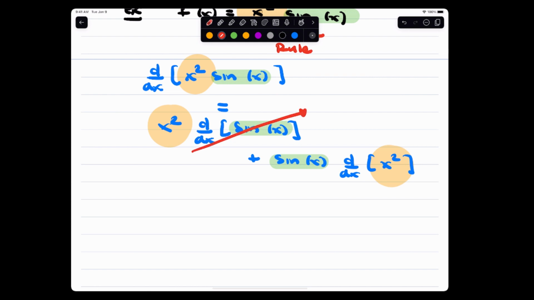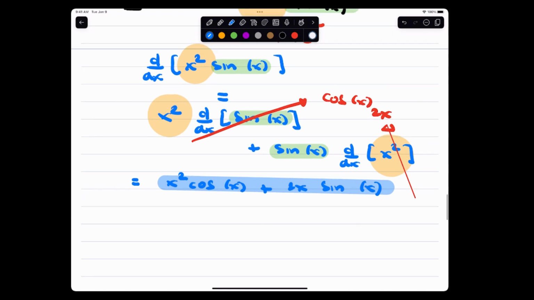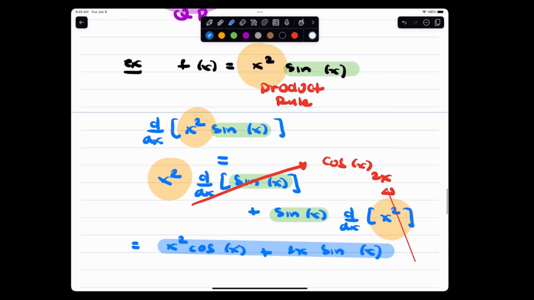Now, what do you have to know? Do you guys know what the derivative of sine is? Thank you. What's the derivative of x squared? 2x. Good. What did you guys use here? Power rule. You guys okay with that? Okay. So that derivative is going to be x squared times cosine x, right, plus 2x times what? Sine x. You are done, ladies and gentlemen. Easy peasy, lemon squeezy.